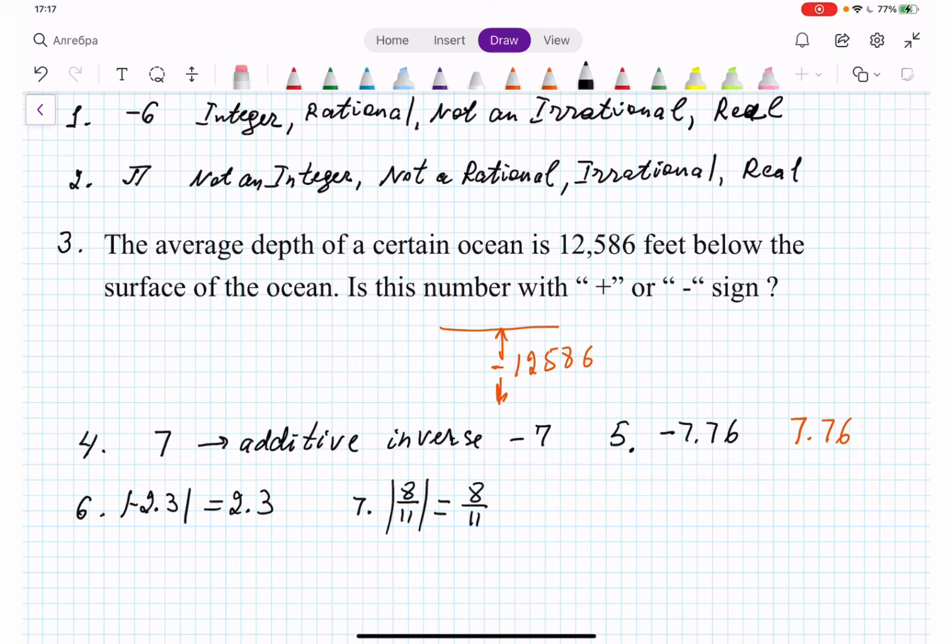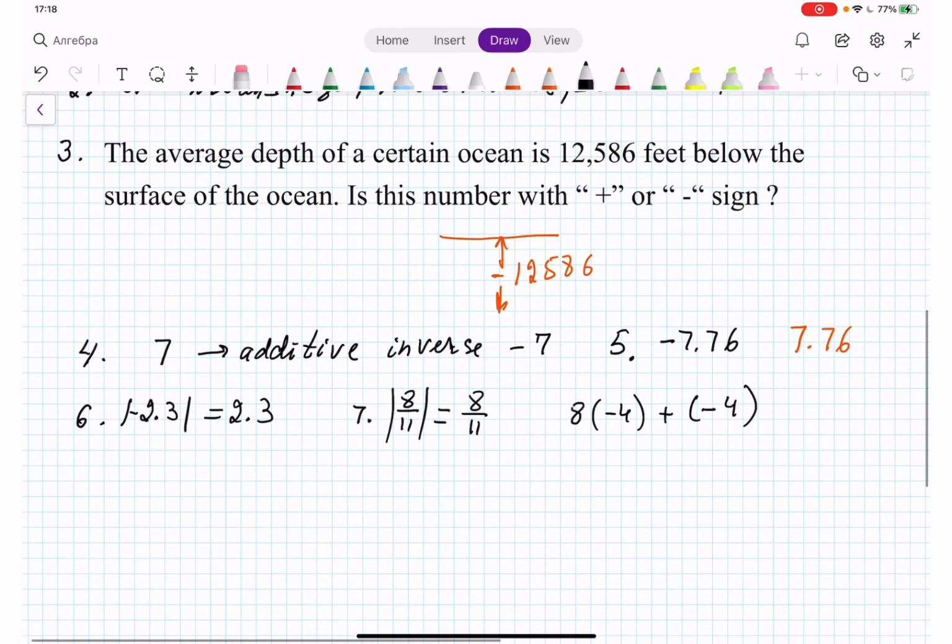Next, what do we have here? Addition. We are adding negative 4, adding another negative 4.